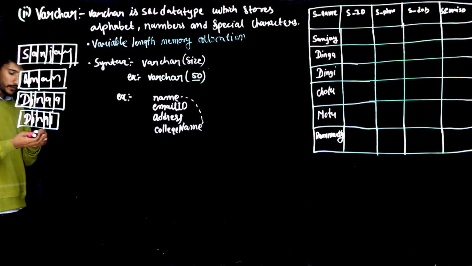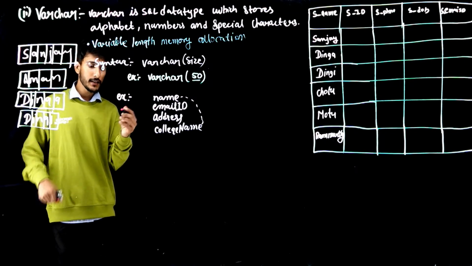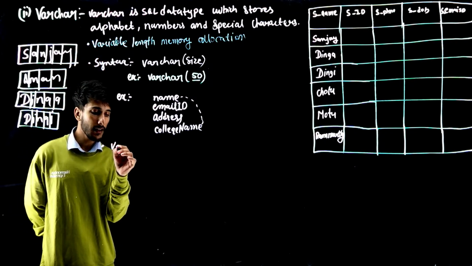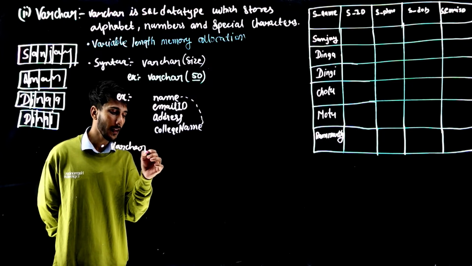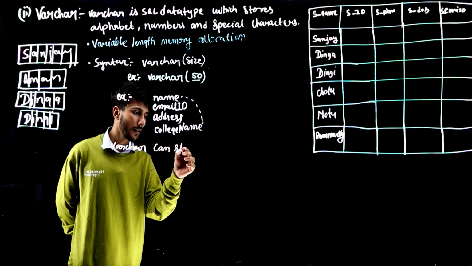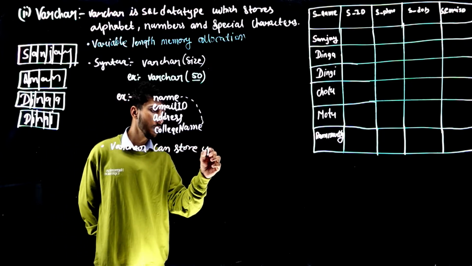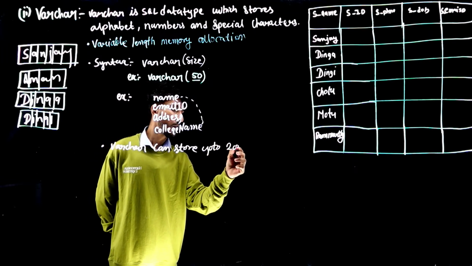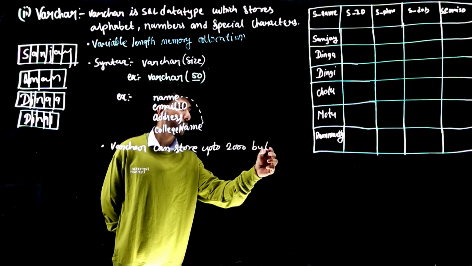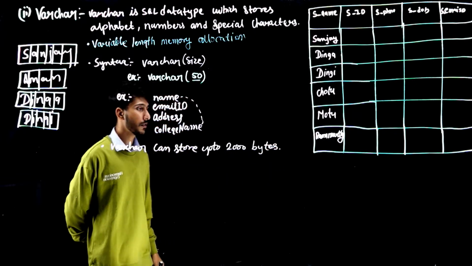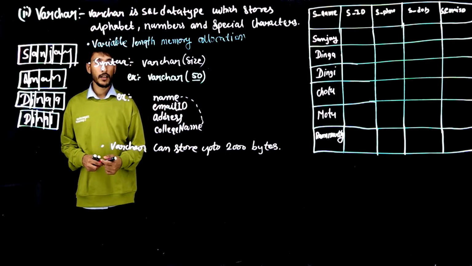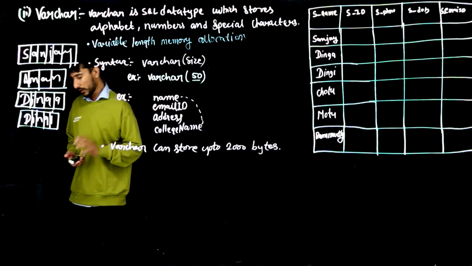Okay, sir. What is the size for varchar, sir? Varchar can store up to 2000 bytes. It is also up to 2000 bytes. Yes, note this down, boys and girls.